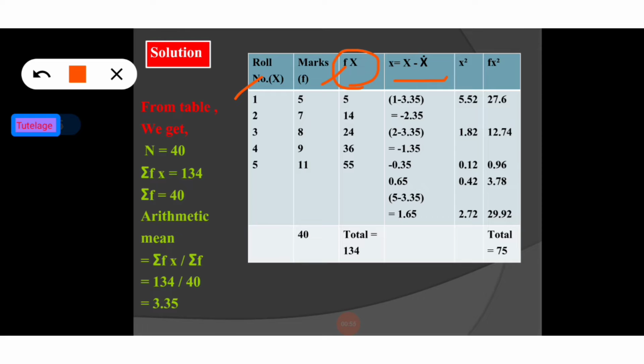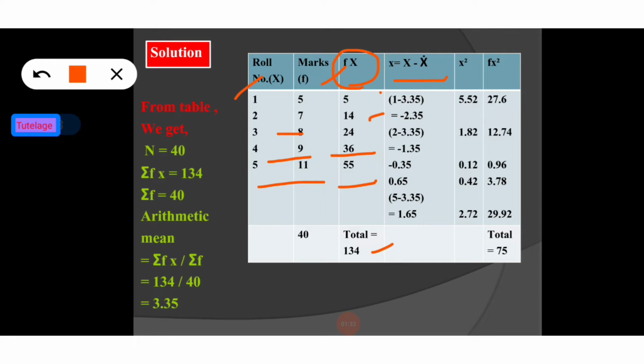That's why we have to calculate the fx column first. So if marks are indicated by small f and roll number is indicated by x, then f into x gives 5. The second one is 7 into 2, that means 14. 8 into 3, that means 24. 4 into 9, that means 36, and 5 into 11, that means 55. So all total is 134.